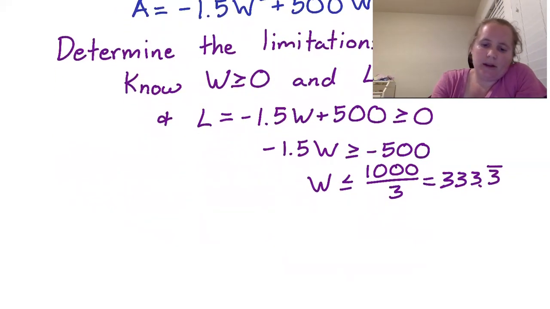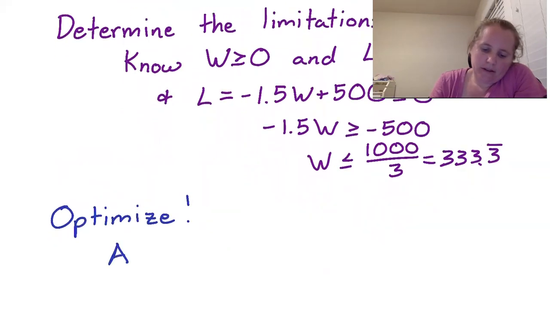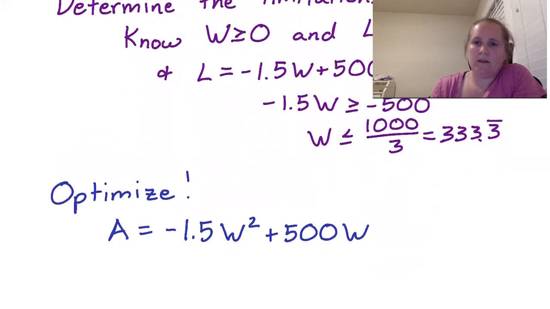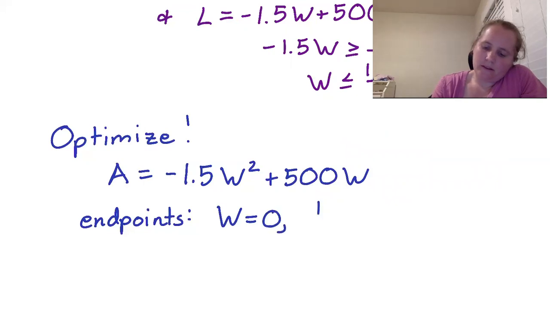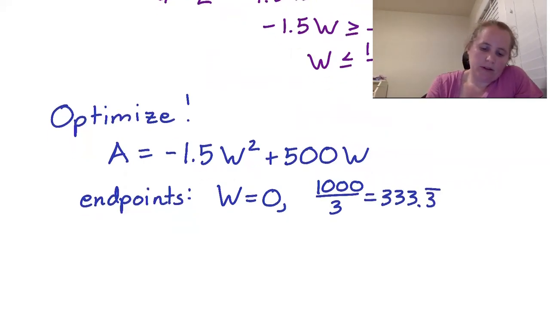And now we're going to go ahead and optimize. So we have area was equal to negative 1.5 W squared plus 500 W. We know our endpoints are W equals 0 and 1,000 thirds, or 333 repeating. We can find our critical values.